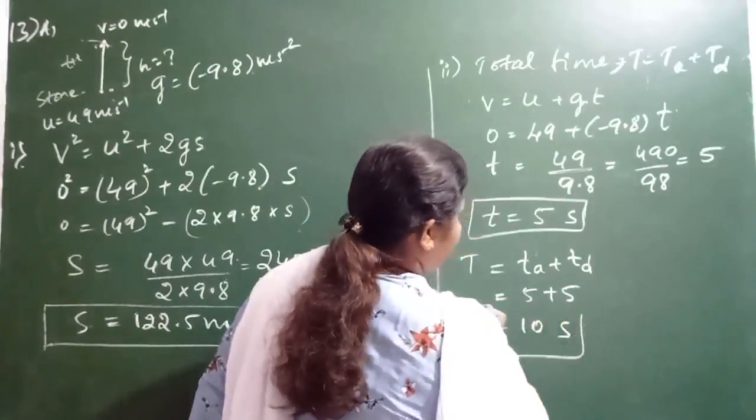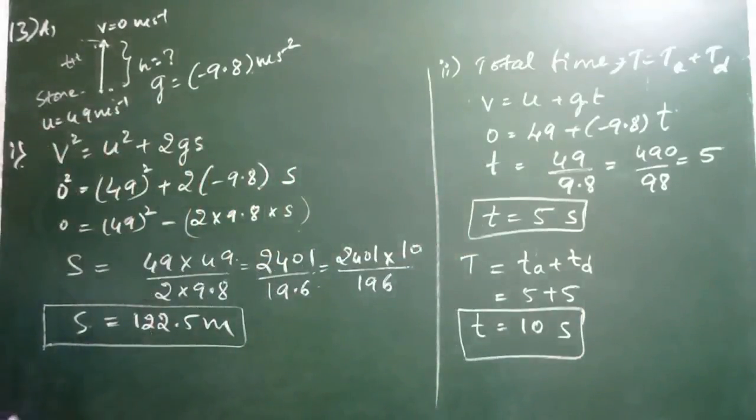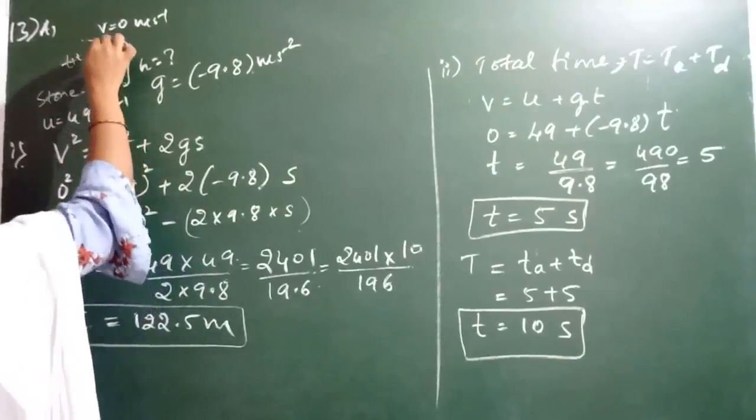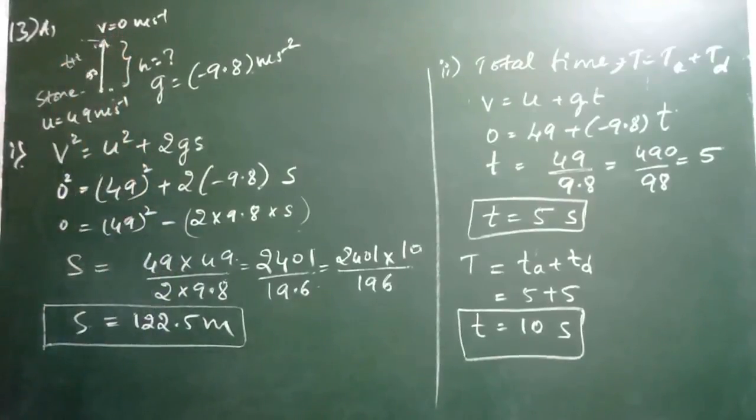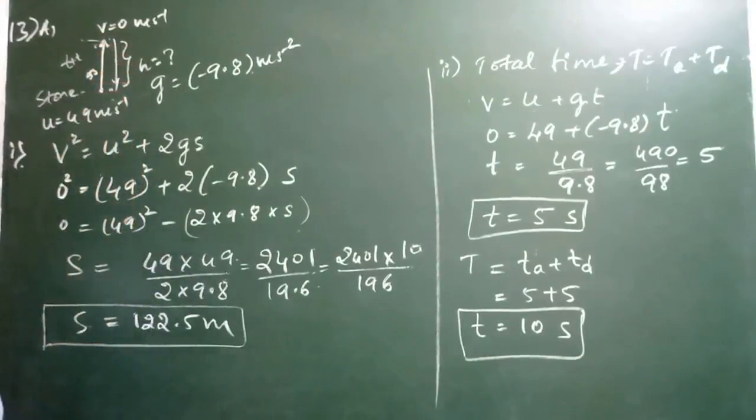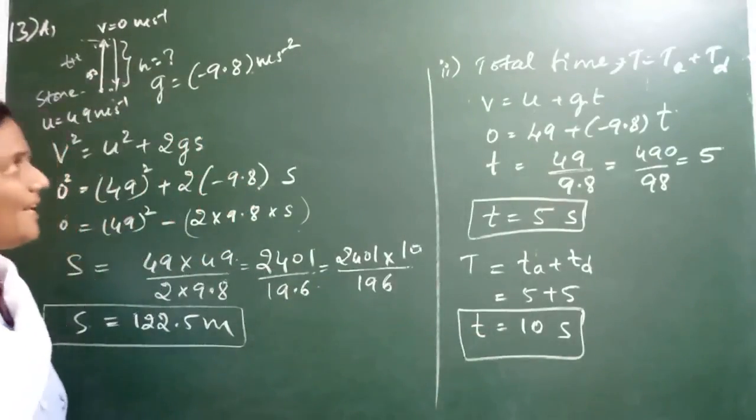So, what is the total time taken, children? The total time taken is what? 10 seconds. Because it takes 5 seconds to go from the surface of the earth to a particular point, and again from that point it will come down. It will take once again 5 more seconds. So, the total time is what? 10 seconds. Once again, I'll repeat, children.